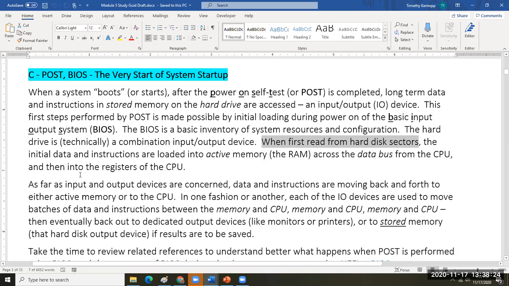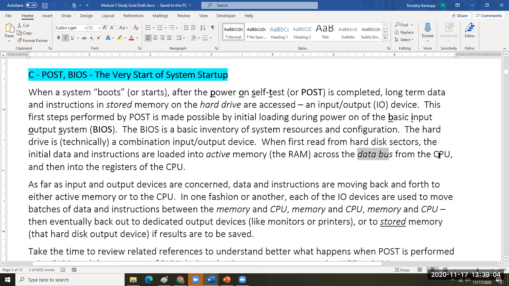And the initial data and instructions are loaded where? Where have you seen the words data and instructions? RAM. Yeah, RAM. Can you go right from the hard disk into the CPU? No. Now, there is a special case, and we get into that in the operating systems course, and I don't want you to worry about that right now. The thing I want you to understand is that the RAM has 64 channels. The RAM is huge. It's 64 channels, and all that data flies across the data bus from the CPU and then into the registers of the CPU.